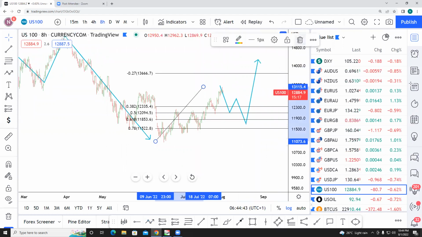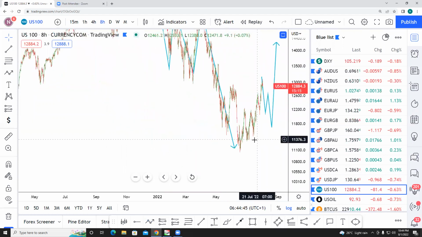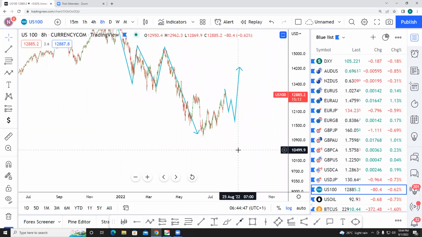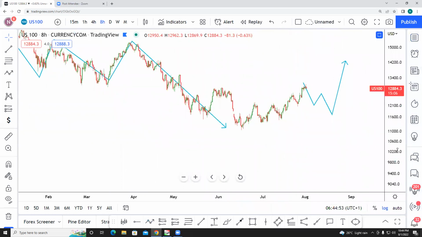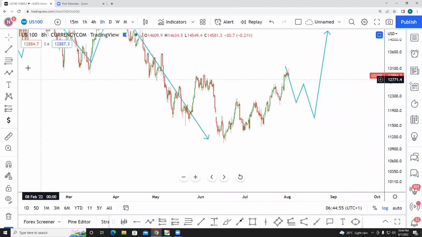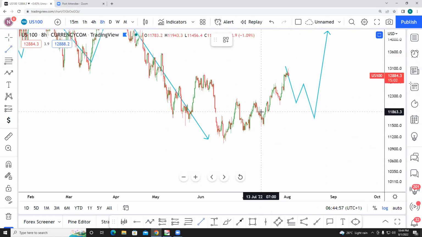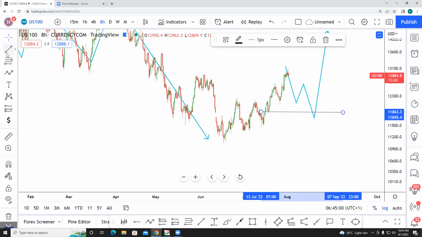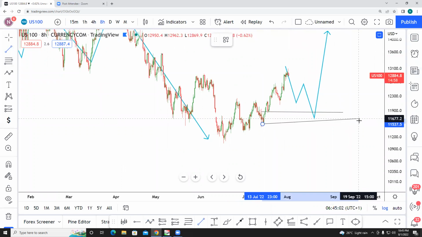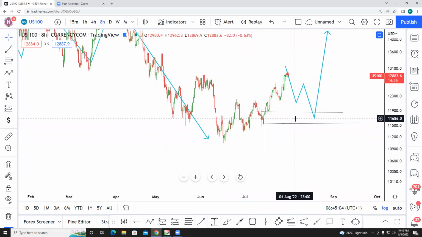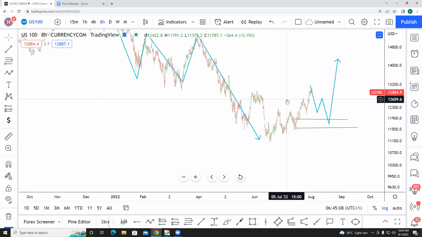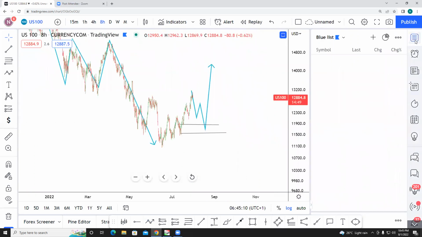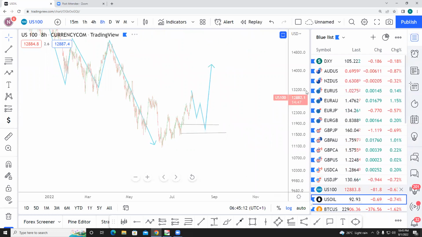So I'm waiting patiently. When you are trading indices, you have to reactivate your patience skill, guys, because you need to have a pinpoint entry. My pinpoint entry is at this level. I want it to happen here. Anything here, I can buy US 100. Anything outside this level, I won't buy it. That's US 100.